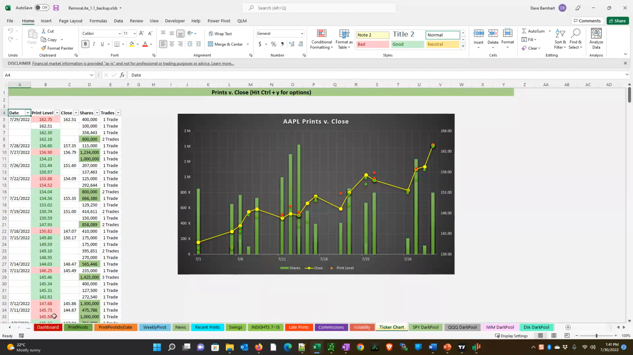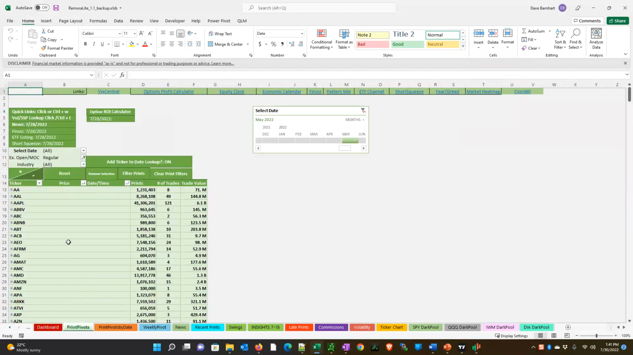Okay, great. So the other way to look at prints here is we have print pivots. And this has gained some popularity recently. This was the original. Remora never used to be called Remora. We just called it the project. And when we started writing this 4 years ago, this is all we had: the dark pool tabs and this pivots tab.